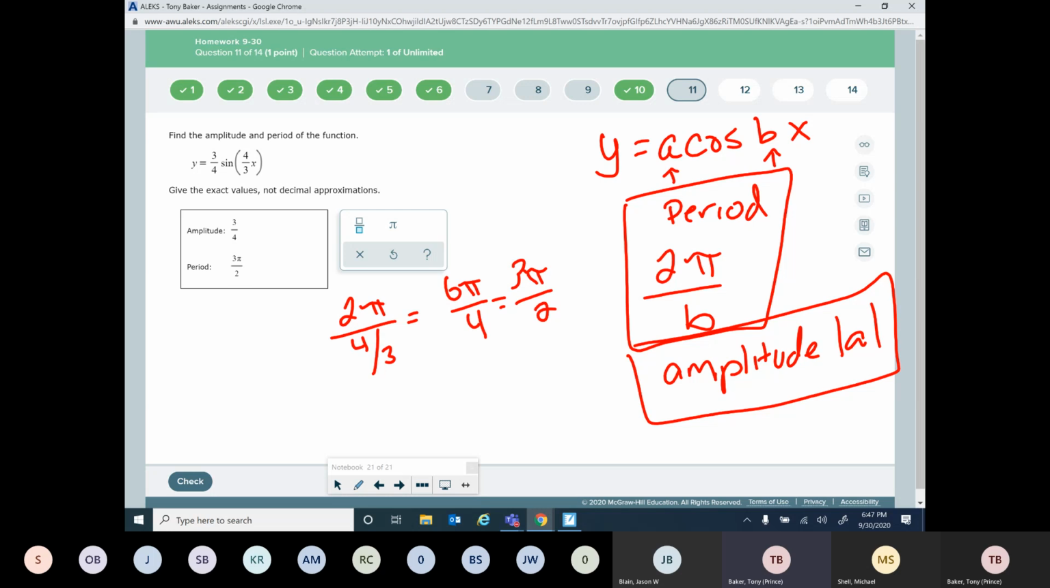What that means is that the amplitude, the peak to peak, or the center to peak, is going to be 3/4. So it's going to go from 3/4 to negative 3/4. That's where the amplitude comes into play. The period is how stretched it is. So typically it's 2 pi. That means it's 3 pi over 2 in this one. So that means it's compressed a little bit.